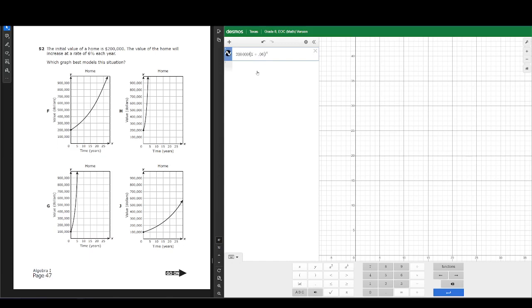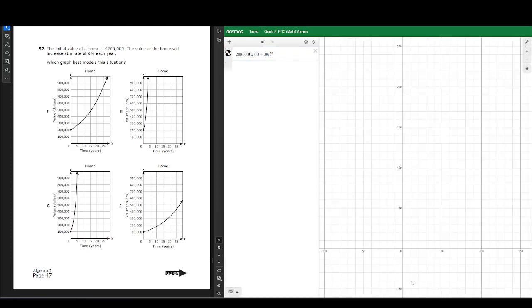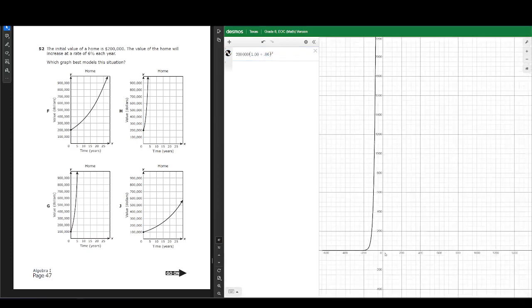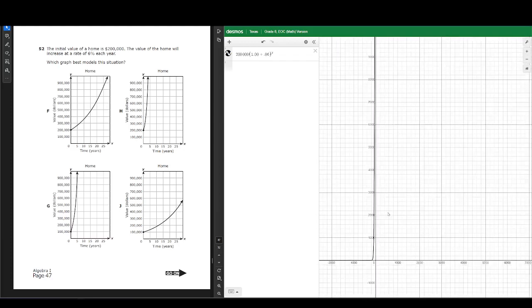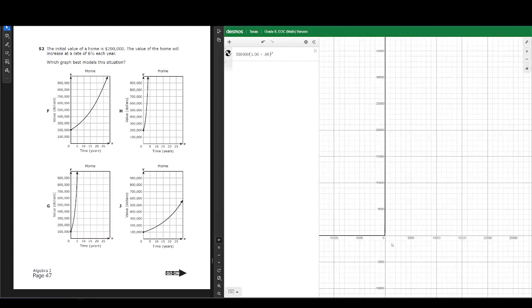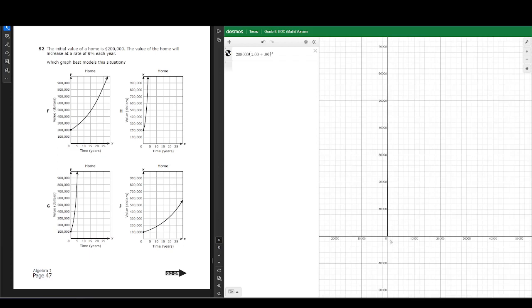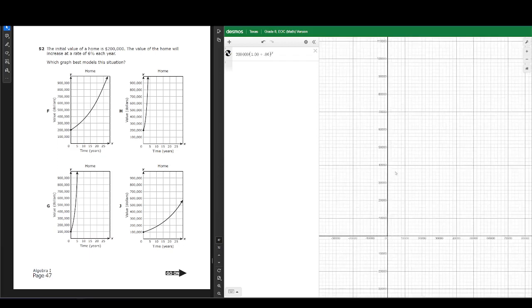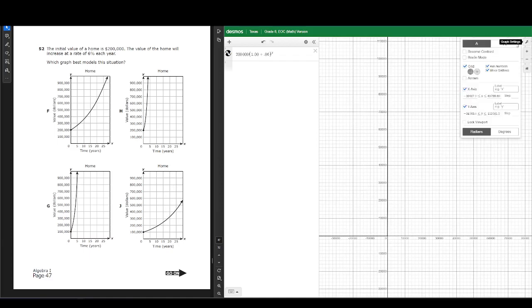Because it's growing by 6%. We still have the 100%, so that's like 1.00. This is 100% of the initial value, and we're gaining 6 more percent. So that graph we'd have to zoom way out to see because it starts at 200,000. That's 25,000. Man, it's really, really tall. Now, the thing is, this is a case where the graph being stretched is going to be an issue. So what we can do is go to the wrench.